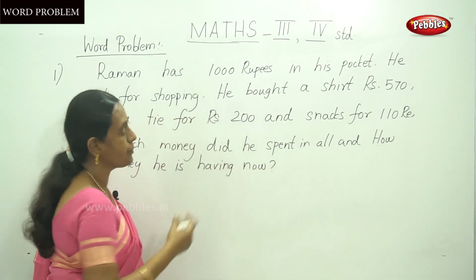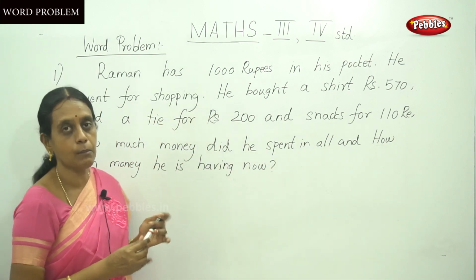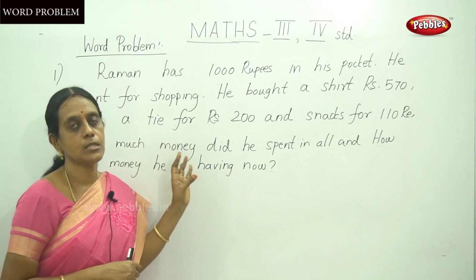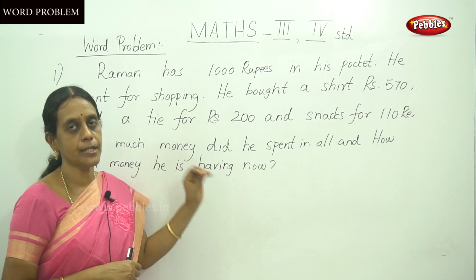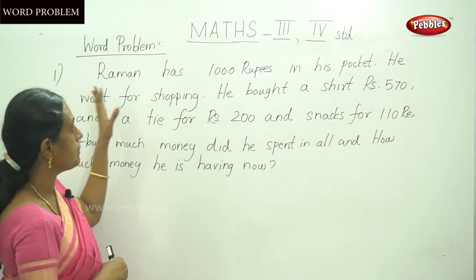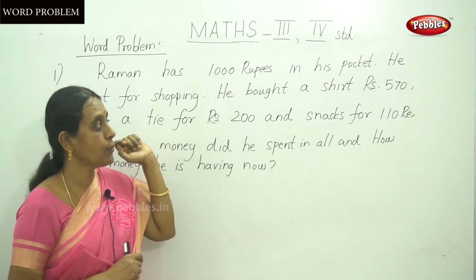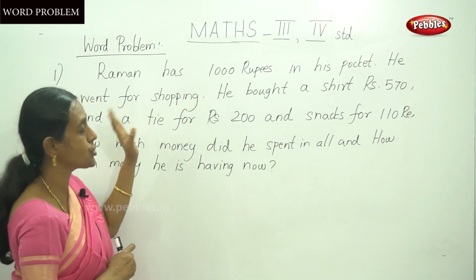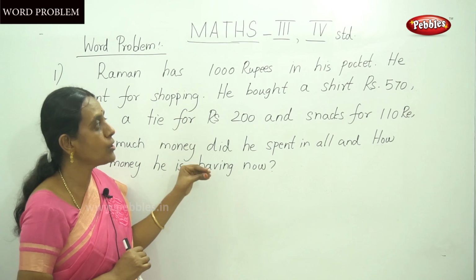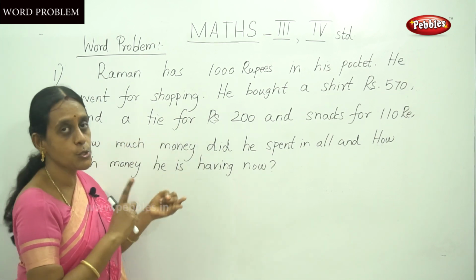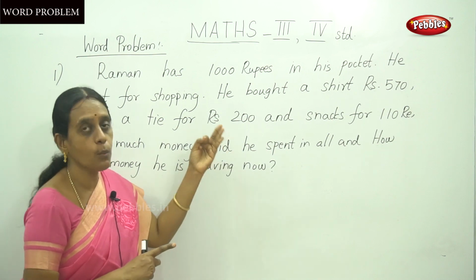This is a story problem to calculate the amount. First you have to read the question twice. Read carefully and do it as a word problem. First, Raman has 1000 rupees as his total amount. 1000 is the total amount. And he went for shopping. It's a story, and he bought a shirt for rupees 570 and a tie for rupees 200 and snacks for 110.